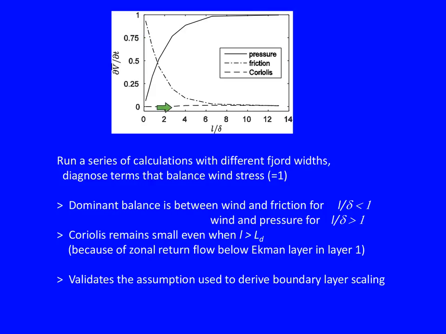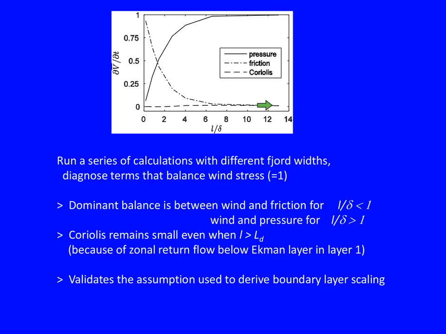And then down here, this dashed line is the Coriolis term. It's small when the fjord is narrow. That's not surprising. But it remains small even when the fjord gets 2 or 3 times the deformation radius. I'm not plotting it in those coordinates here. But out here at the widest, it's between 2 and 3 deformation radii wide. You might expect Coriolis to become more important.